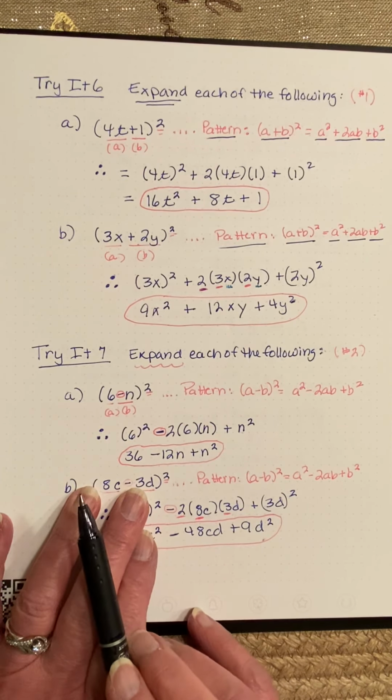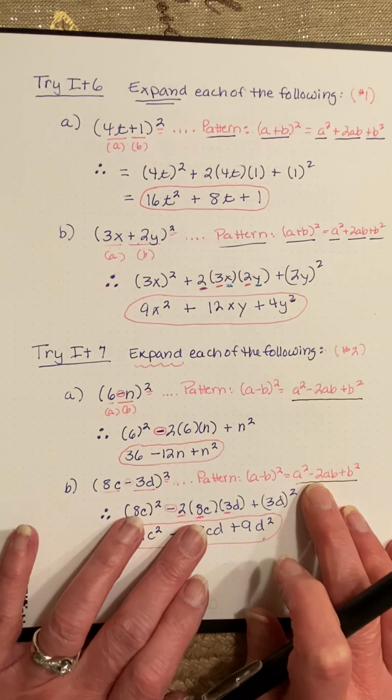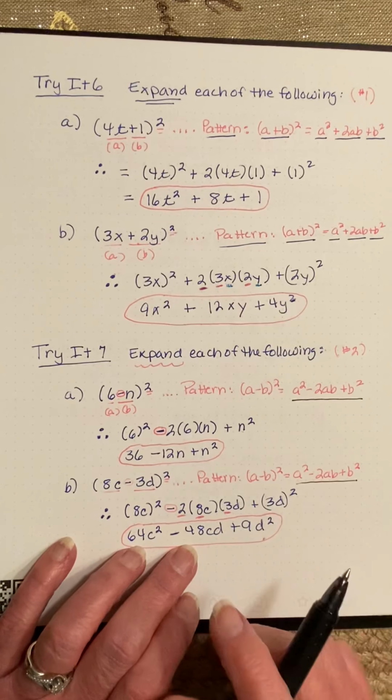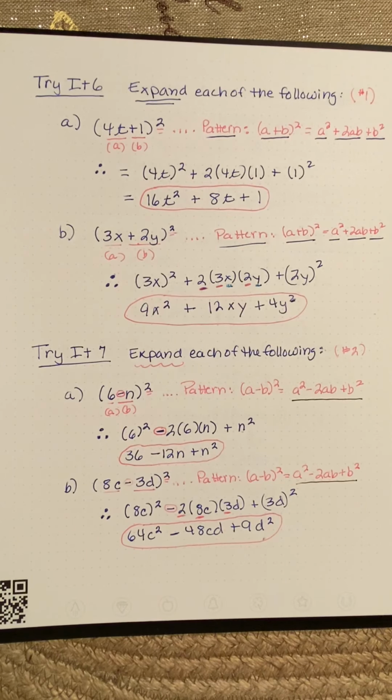So now again, we're going to use the same pattern because we have an a value minus a b value squared. A is going to be 8c, b is going to be 3d. So plugging it into that same pattern right here, the pattern for that was up here. So a squared would be 8c squared minus 2 times a, which is 8c, times b, which is 3d, plus 3d squared. So I'm just plugging in my a's and my b's in the right form according to the pattern.